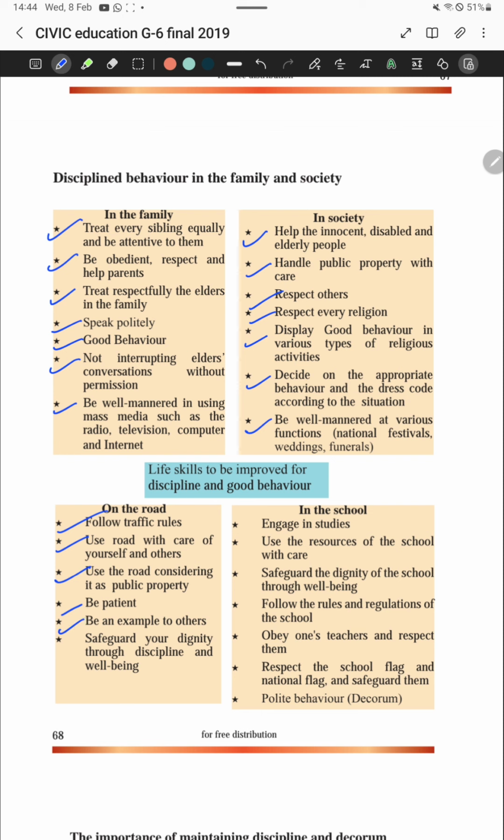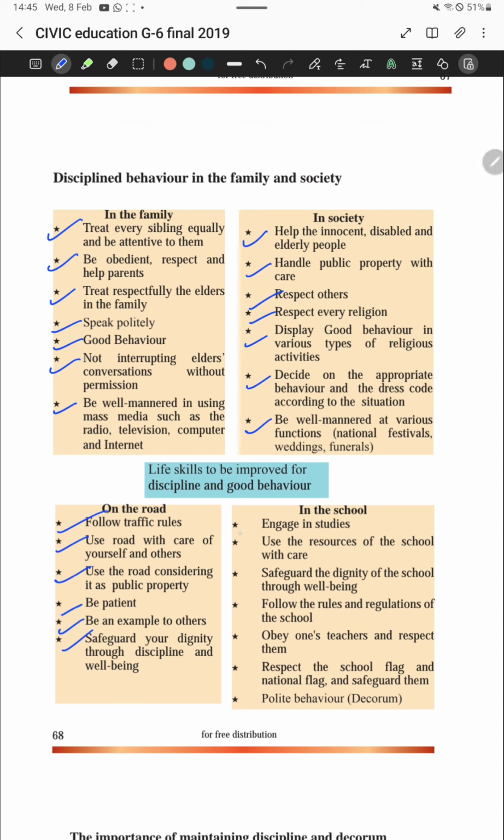Be an example to others. If you are a person who is always walking on the wrong side, you are not an example for the society. So if you want to be an example, follow the rules and regulations on the road. Safeguard your dignity through discipline and good behavior, right? So I have told you, safeguard your dignity on the road also. Don't shout and walk, right? You have to walk with awareness, right? If you are an unconscious person, you will get negative results from your unconsciousness, right?